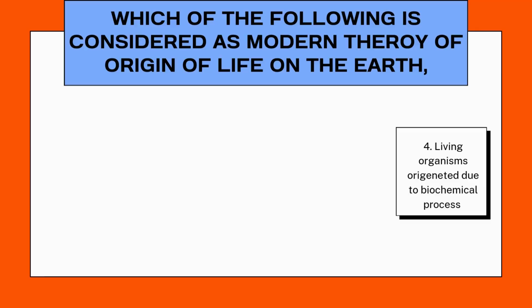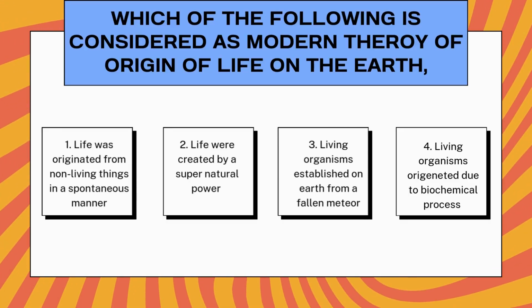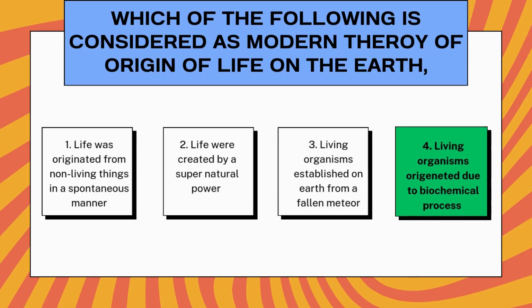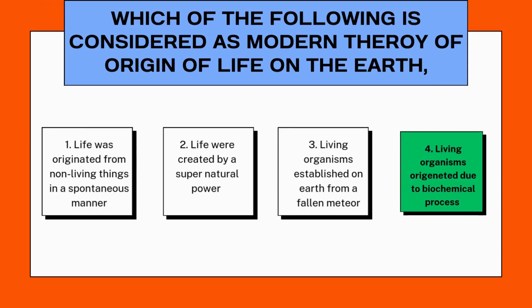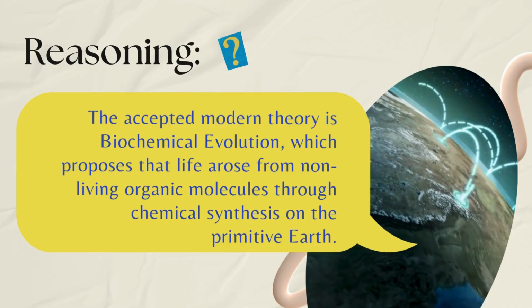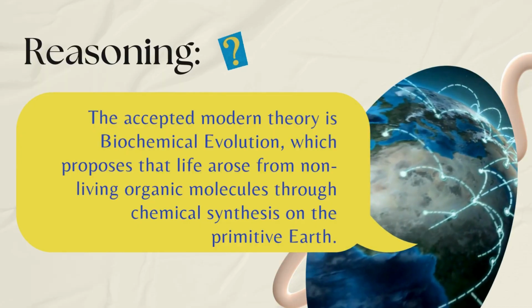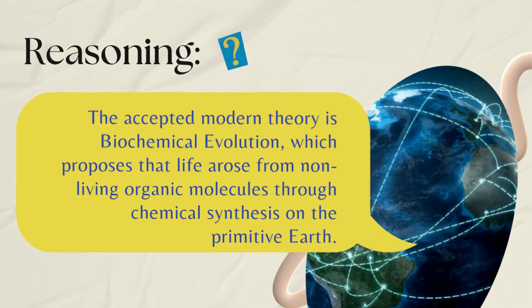Origin of life. Question: which of the following is considered the modern theory of the origin of life on Earth? Life originated from non-living things in a spontaneous manner. Life was created by a supernatural power. Living organisms established on Earth from a fallen meteor. Living organisms originated due to biochemical process. Answer 4. Living organisms originated due to biochemical process. Reasoning: the accepted modern theory is biochemical evolution, which proposes that life arose from non-living organic molecules through chemical synthesis on the primitive Earth.